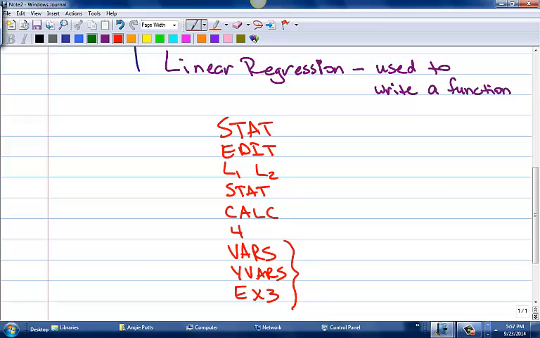Essentially what I want you to have down is this first chunk right here at least, because then we can use it to write equations.